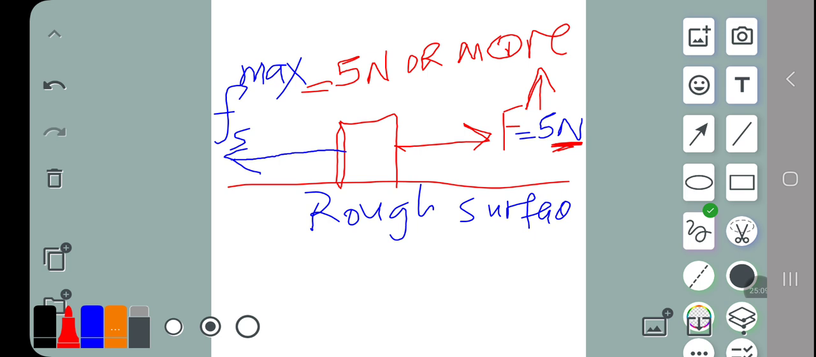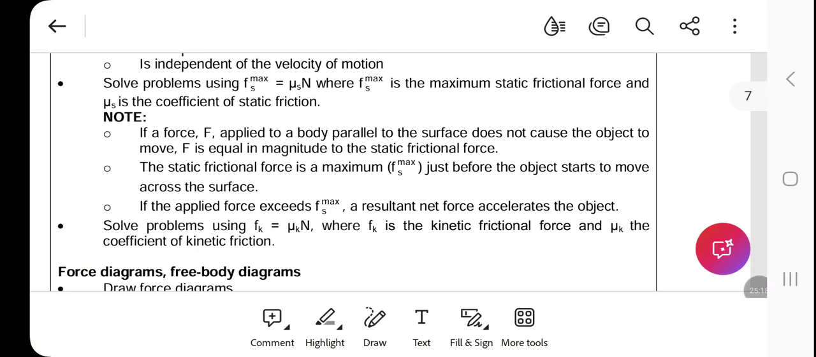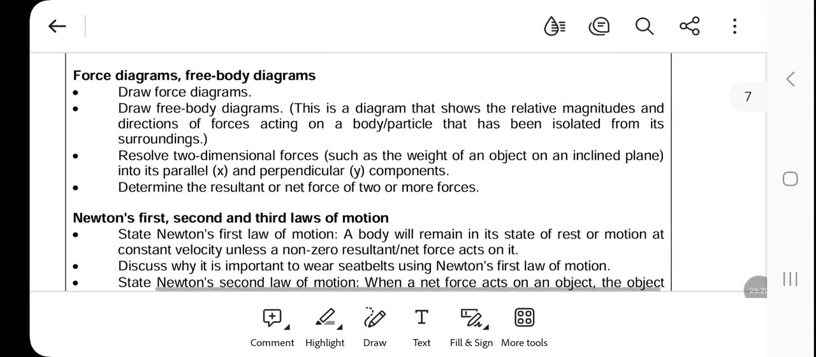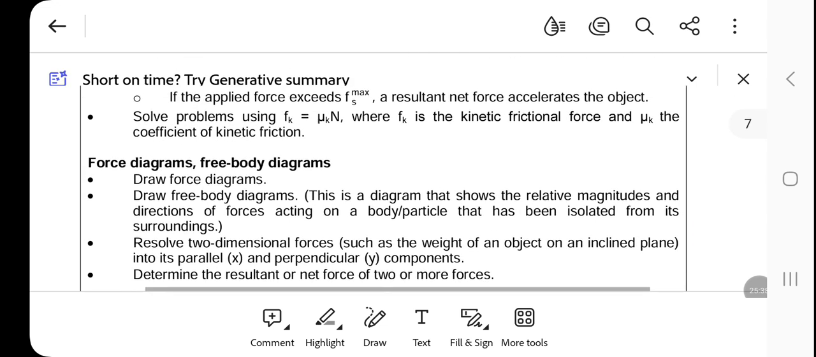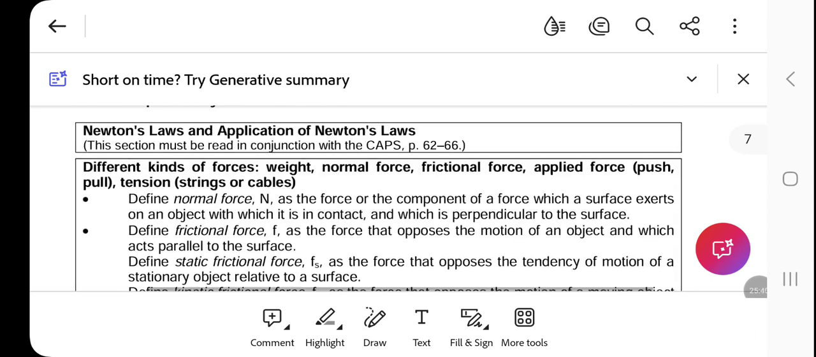So our next part here from the examination guideline, let's do force diagrams. Yeah, let's do force diagrams, free body diagrams. According to your syllabus, you must know how to draw a force diagram. You must know how to draw free body diagrams. Then you resolve all those things. We are going to resolve these things, guys. Don't worry, there's no panic, as we have a lot of time to do these things.